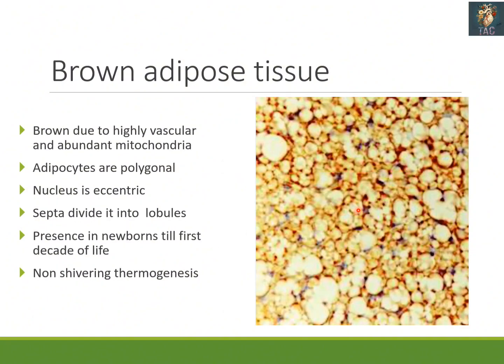Then the brown adipose tissue. You can differentiate between these two types in that brown fat is highly vascular, multiloculated, and contains abundant mitochondria. The adipocytes are polygonal, the nucleus is usually eccentric, and septa are present in this tissue. This tissue is usually present in the newborn till the first decade of life, and it prevents heat loss in newborn babies, so it has a thermoregulatory effect.